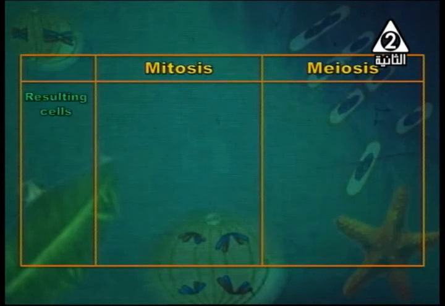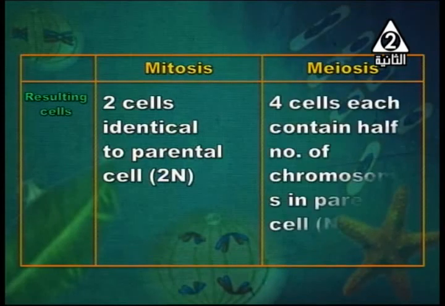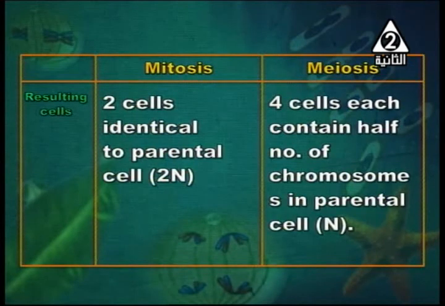The resulting cells in the mitosis are two cells identical to the parental cell, containing the complete number of chromosomes equal to n, while the meiosis produces four cells, each containing half the number of chromosomes of the parental cell.